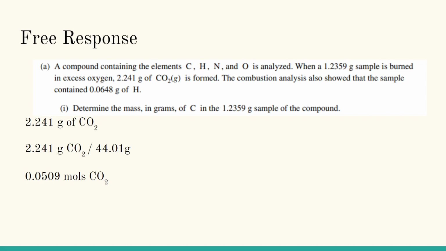The last part is that we just need to get it into grams. We already know that if we're going to get something from moles to grams, we have to multiply by the molar mass. And since there's only 1 mole of carbon in each mole of carbon dioxide, we just have to multiply by the molar mass of carbon. So in this case, we end up getting 0.6113 grams of carbon in this compound.